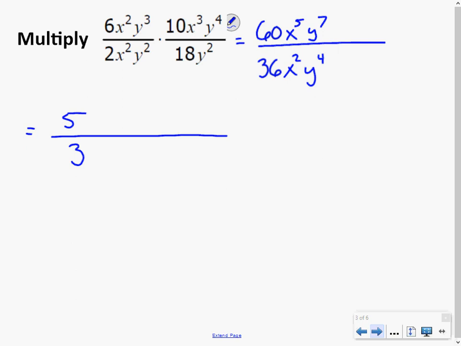So for the x's, I'm going to subtract the exponents. I'll be left with x cubed in the numerator, and I will be left with a y cubed in the numerator as well. So that would be our final simplified expression.